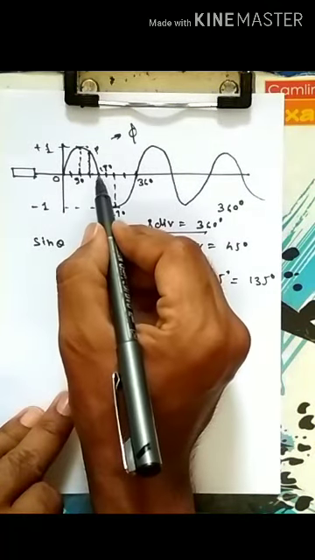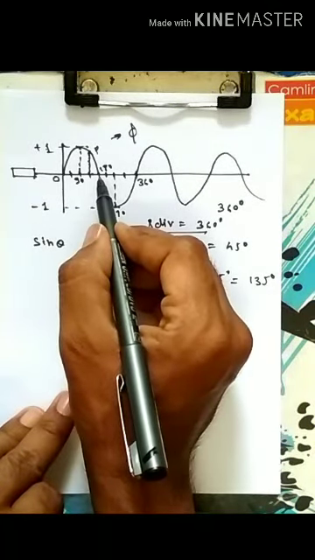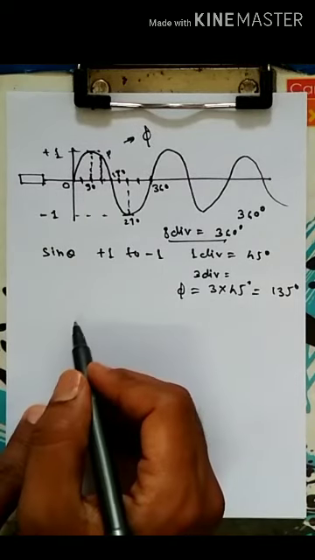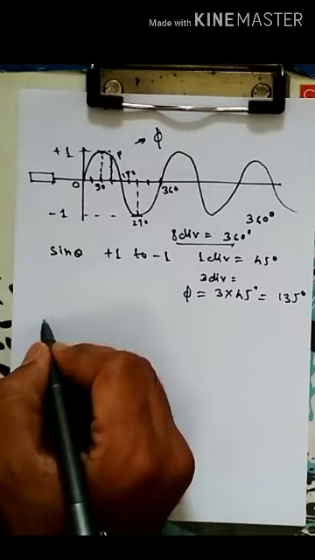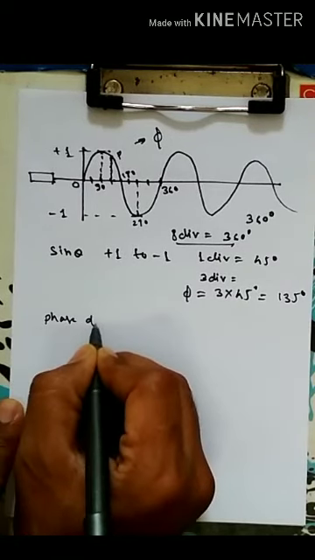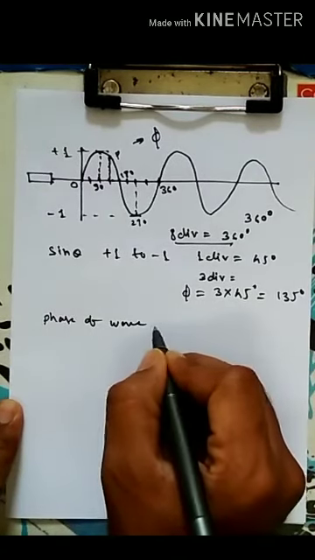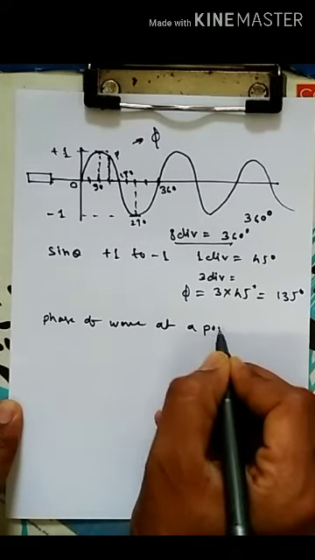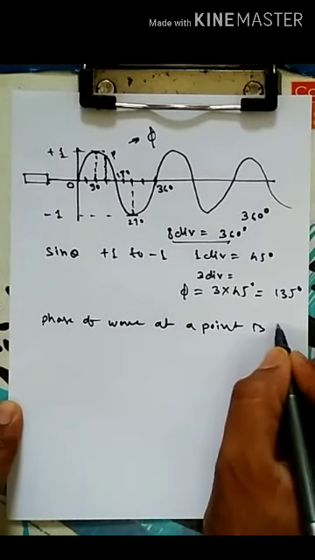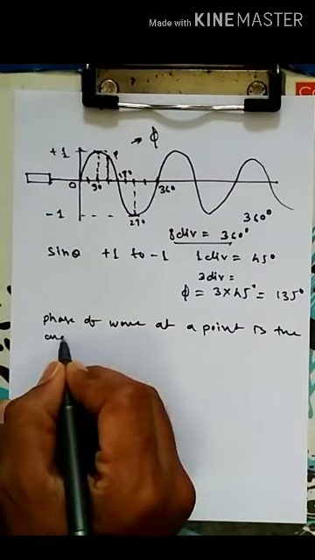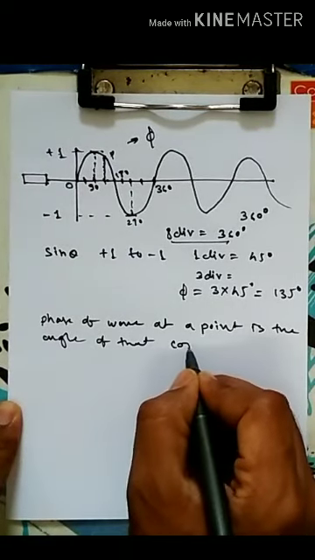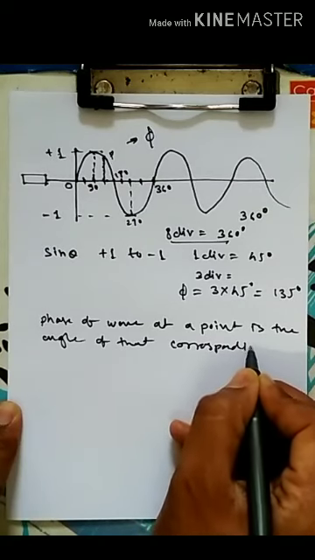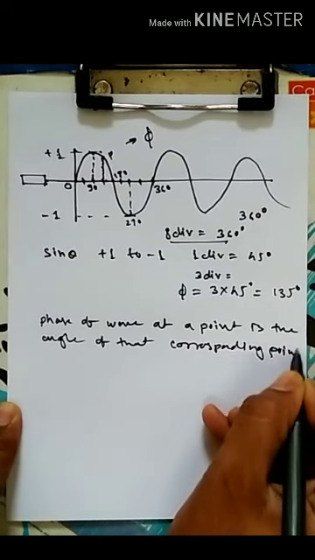And if I am taking this point, this is the fourth. So finally you may say the phase of a wave at a point is the angle of that corresponding point.